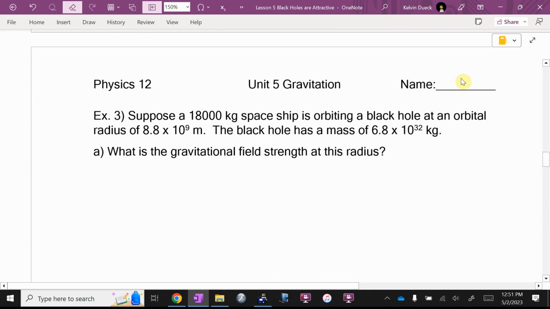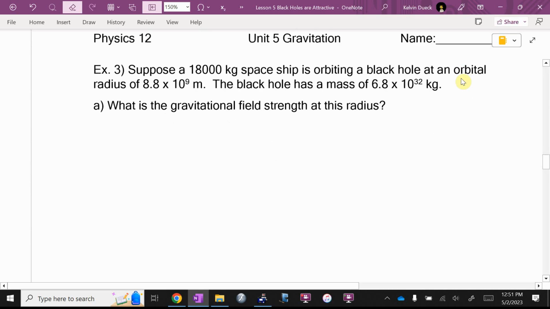Let's talk about, or let's continue with black holes. Suppose a spaceship is orbiting a black hole at an orbital radius. I see the word orbit twice. I'm going to remember that that gives me some options. The black hole has a mass of that. What's the gravitational field strength at this radius? Ooh. Kyle, what's this asking me to find?